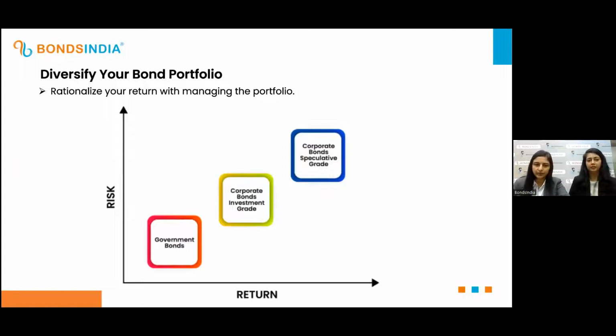Rationalize your returns with managing your portfolio. As we can see in the chart, higher the risk, higher the returns. So basically, if you're going for the AAA rated bonds, government bonds, you'd have minimum returns or returns on a little lower side. Then as you see, if you're investing in corporate bonds, which are investment grade bonds, speculative grade bonds, which are the most high yielding bonds, you'll have higher returns.